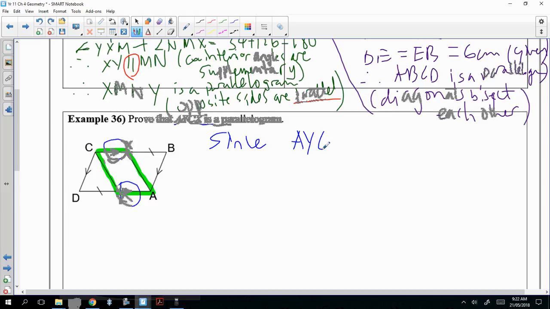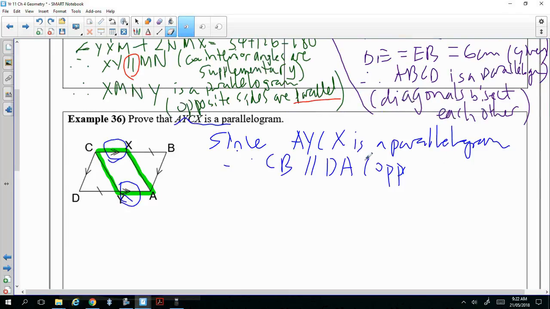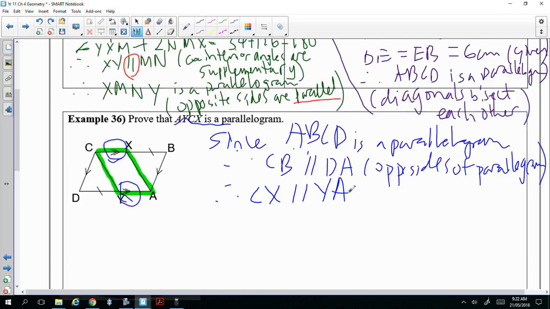Oh no, sorry, ABCD. I wrote the wrong things. So it should be ABCD is a parallelogram. Therefore, CB is parallel to DA, because opposite sides of a parallelogram are parallel. And because that's parallel, therefore, CX is also parallel to YA. So they are parallel because we use the fact that it is a parallelogram. The bigger sides are parallel, so the overlapping sides must be parallel as well.